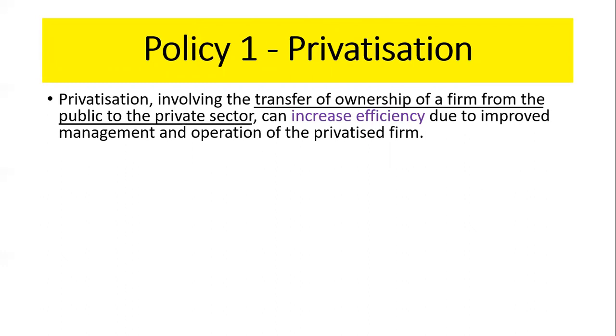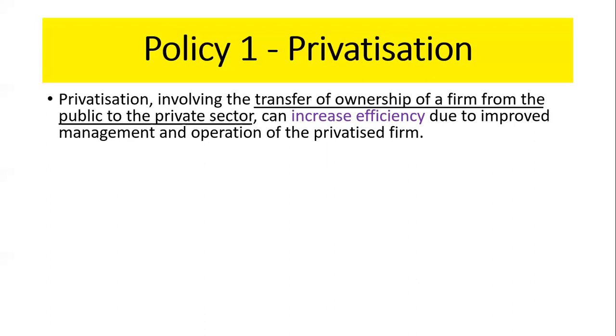An example would be the Royal Mail. So a number of years ago, Royal Mail was owned by the government. It was a public organization. It was funded by the taxpayer. The government realized that there were significant inefficiencies with Royal Mail. And one of their strategies to improve efficiencies was simply to sell it to private shareholders.